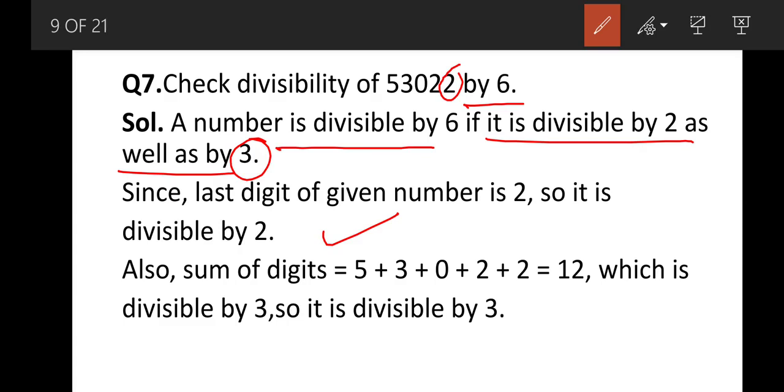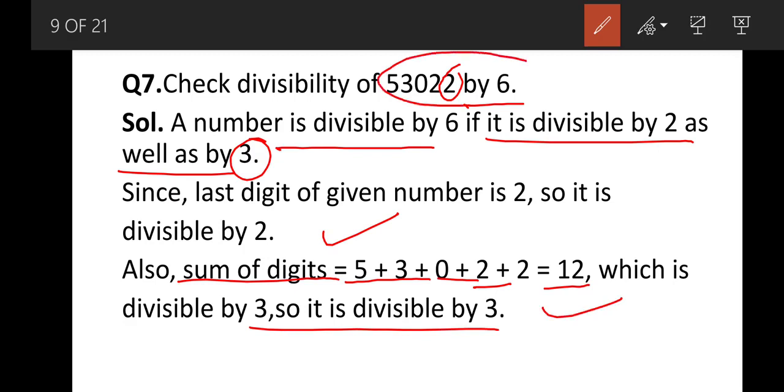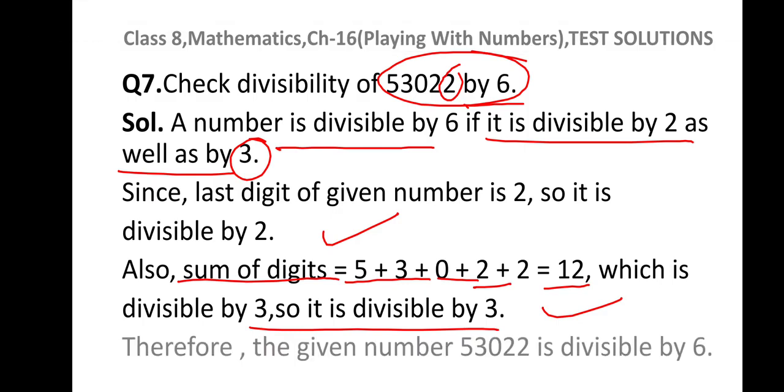What does the divisibility rule of 3 say? That we need to take the sum of the digits. If the sum of the digits is divisible by 3, then the given number will be divisible by 3. So here what we have done, we have taken the sum of the digits, that is 5 plus 3 plus 0 plus 2 plus 2, that is giving you 12, and which is divisible by 3. So it is divisible by 3 also, and hence the given number is divisible by 6. So this is the answer.